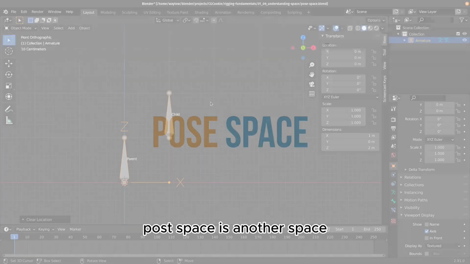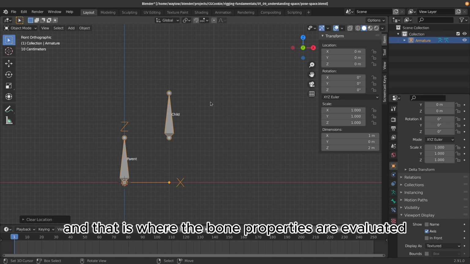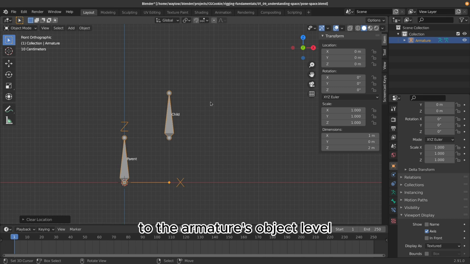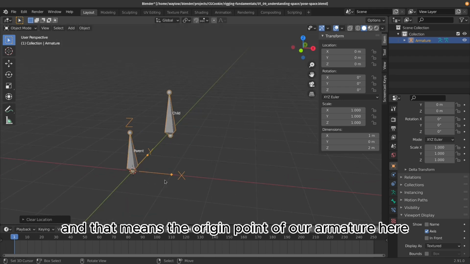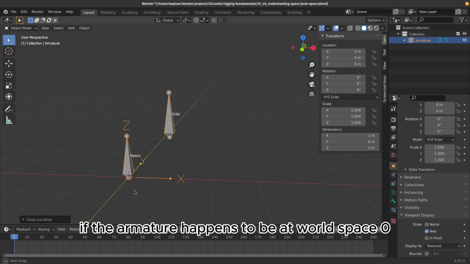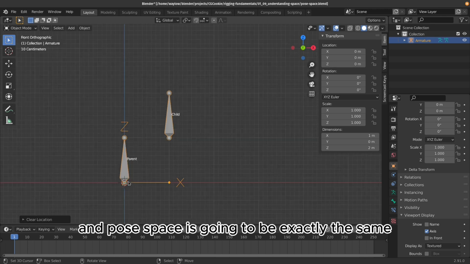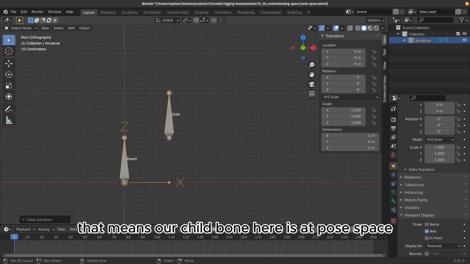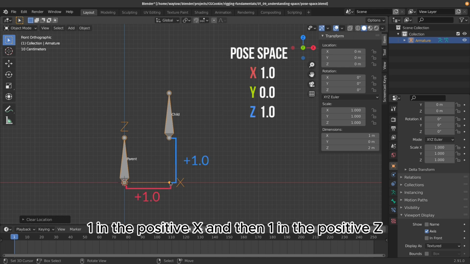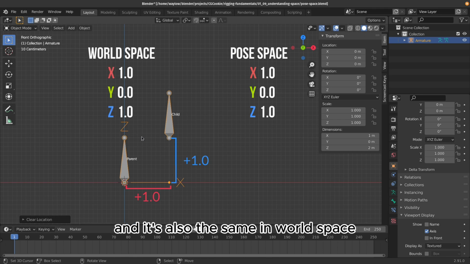Pose space is another space that's only applicable to armatures, and that is where the bone properties are evaluated to the armature's object level. And that means the origin point of our armature here. Now, there's one thing to note before I go any further. If the armature happens to be at world space 0, 0, 0, then world space and pose space is going to be exactly the same. So that means our child bone here is at pose space 1 in the positive X and then 1 in the positive Z, because that is the orientation of our object level. And it's also the same in world space.